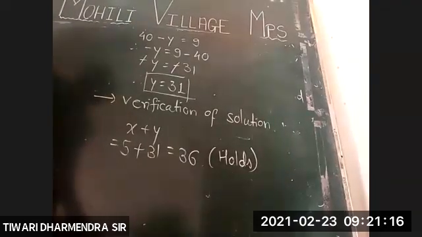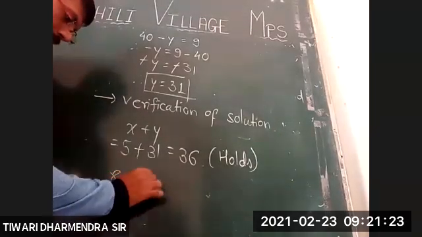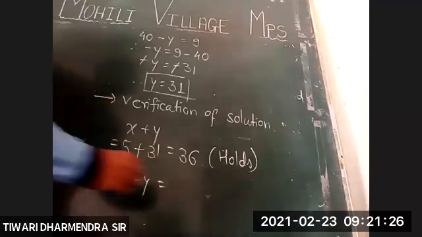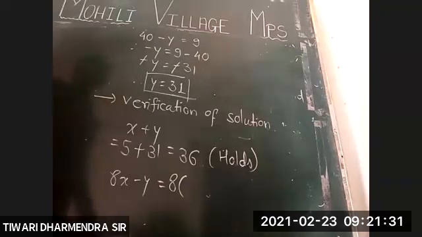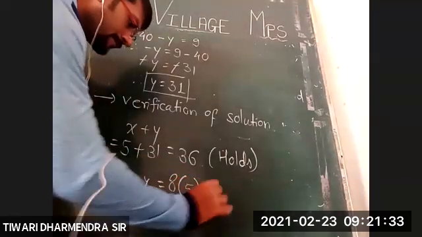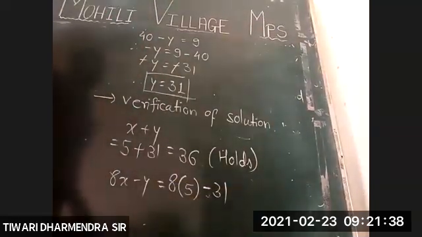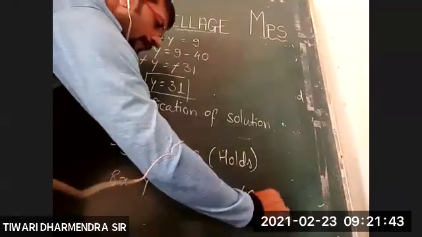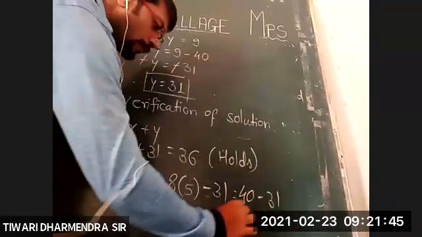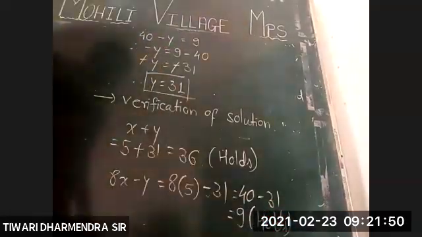And the second equation is 8x minus y. So consider 8x minus y is equal to 8 into the value of x. The value of x is how much? 5, minus y, 31. So 8 fives are 40. 40 minus 31 comes out to be 9. This also holds.